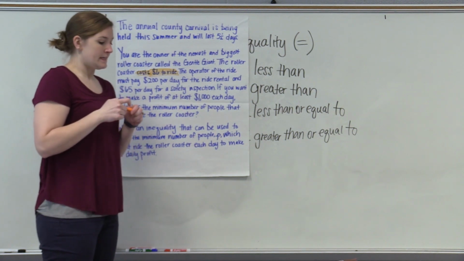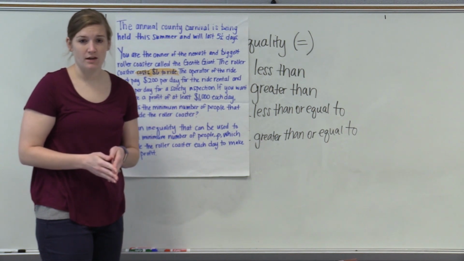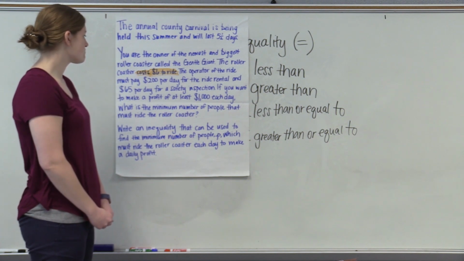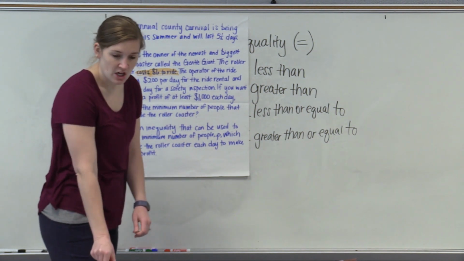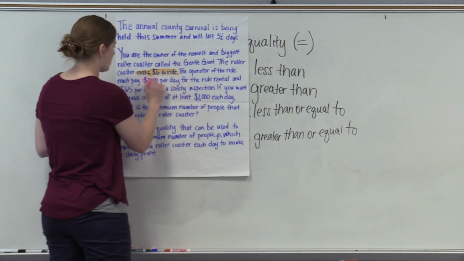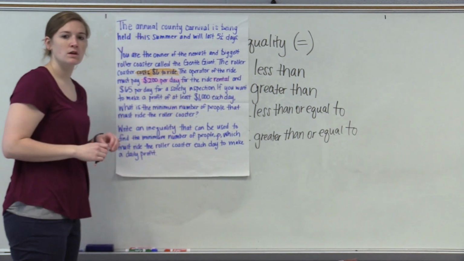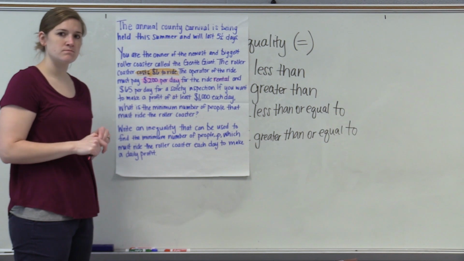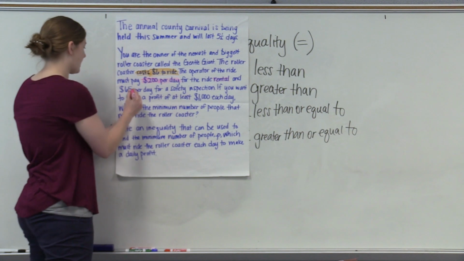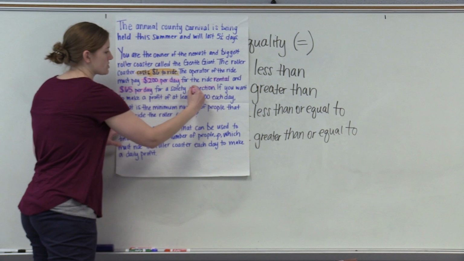Okay? Now let's talk about the expenses that are involved in order to keep that roller coaster running. So how much does it cost to rent the roller coaster? Right, $200 per day. So $200 is going to be the cost, that's per day, to rent. Okay. How about the cost for the safety inspection? Yep, that one's $65 per day. So $65 per day for the safety inspection.